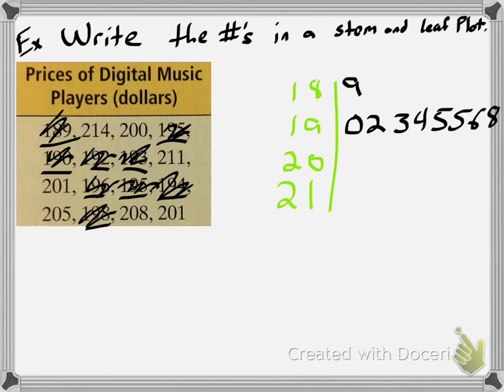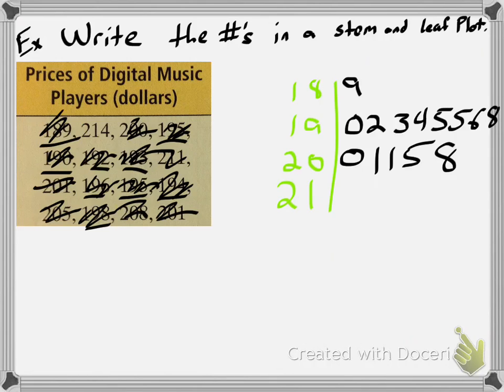Alright. So now that we're done with 190s, we're going to do 200s. So we have 200, 201, 201, 205, and 208. Now we're going to do 210s, or the teens. So there's 211 and 214.